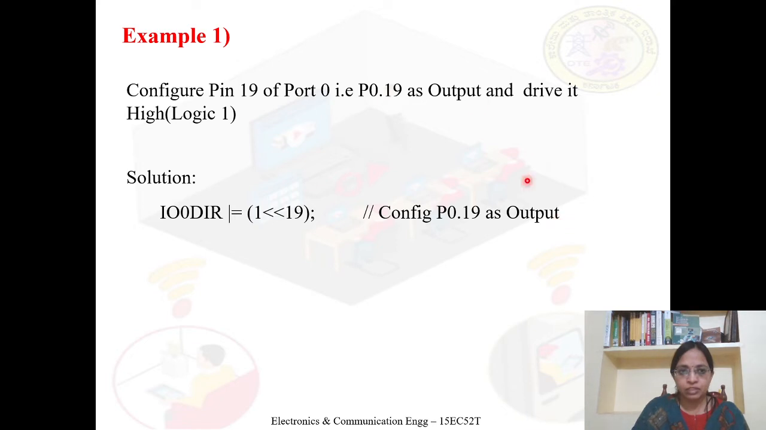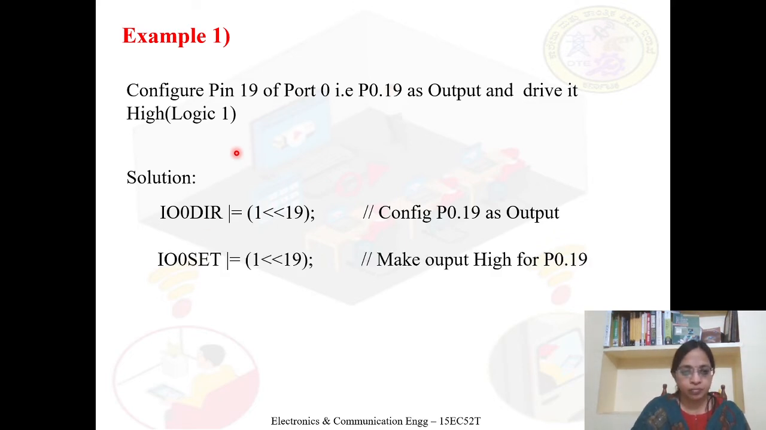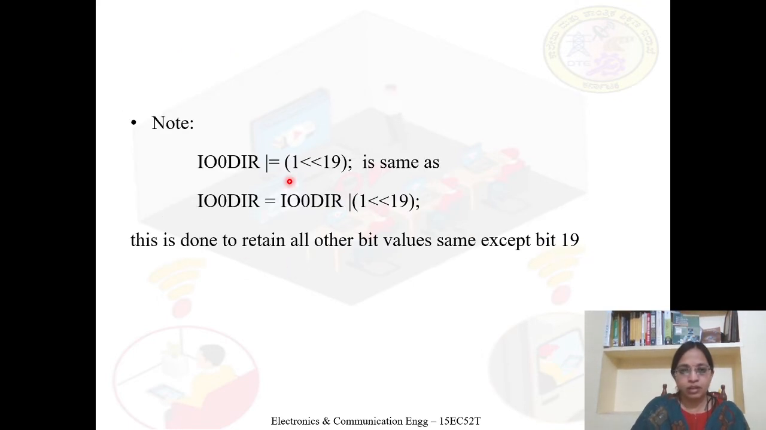But then, to make the output pin high, which register do we have to use? We have to use the set register. The particular statement is IO0SET is equal to 1 left shifted by 19 places. Here we are ORing the value with its previous value, and we are making a change only in the 19th bit position. This is done to retain all other bit values the same except bit 19.